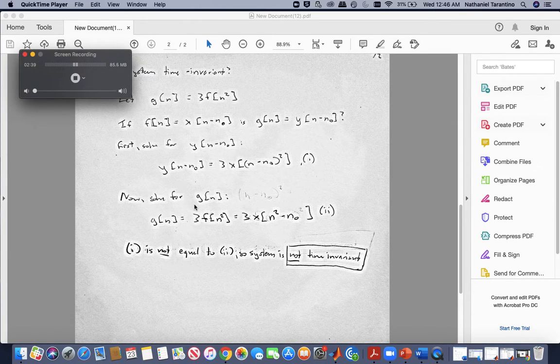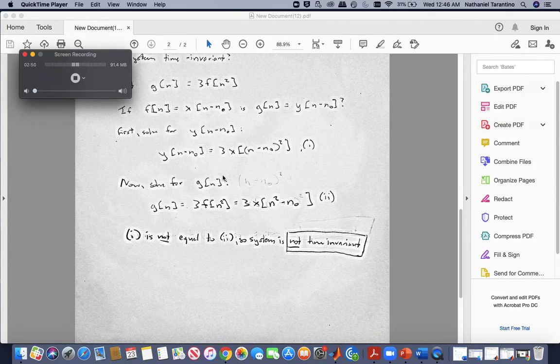So basically, you first solve for y of n minus n naught. You get that it's equal to 3 times x of n minus n naught squared, where n minus n naught is in parentheses. And then you solve for g of n, which is 3 times x of n squared minus n naught. You see that these aren't equal, and therefore it's not time invariant.